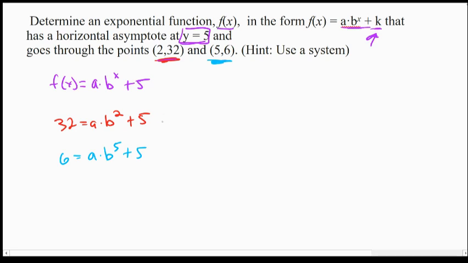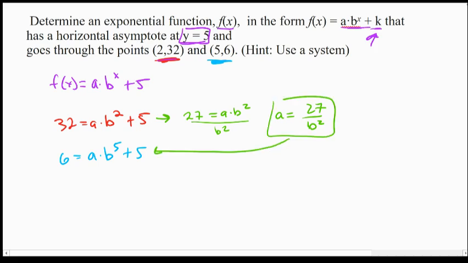So I'm going to turn this equation into solving for a. So I'm going to subtract 5 from both sides to get 27 equals a times b squared, and then divide both sides by b squared to get a equals 27 over b squared. And so in this one here, I know a is this, so I'm going to plug that into my other equation, and then I'll have one equation with just b in it.